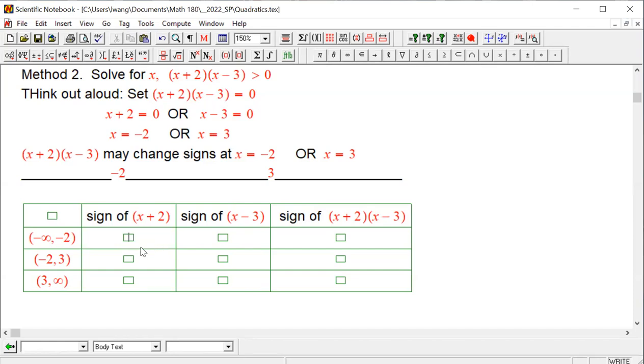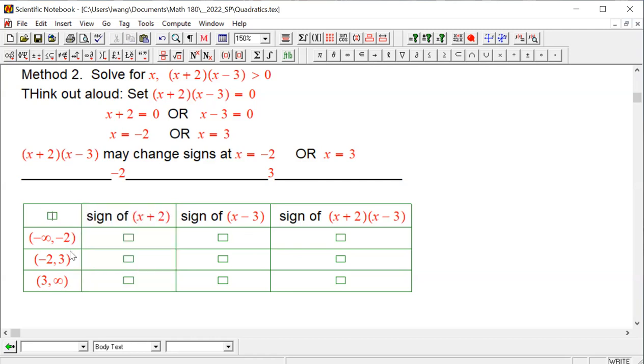You pick a test point, okay? For example, I'll pick a -3, right? And I plug in, right? So typically there will be a test point.